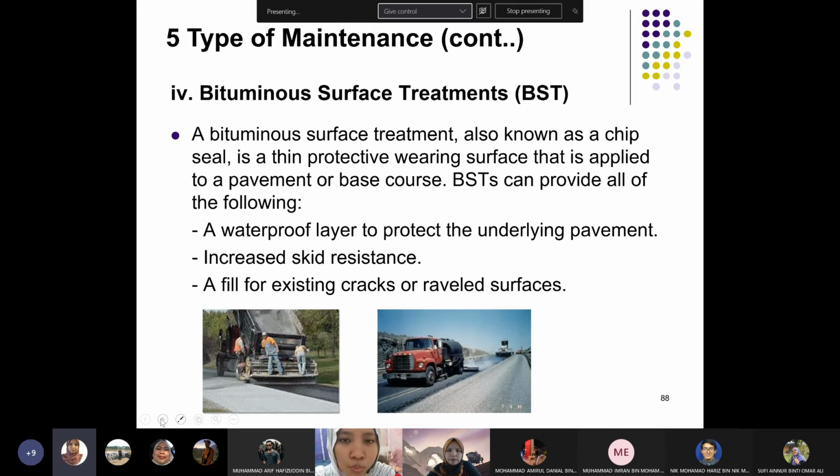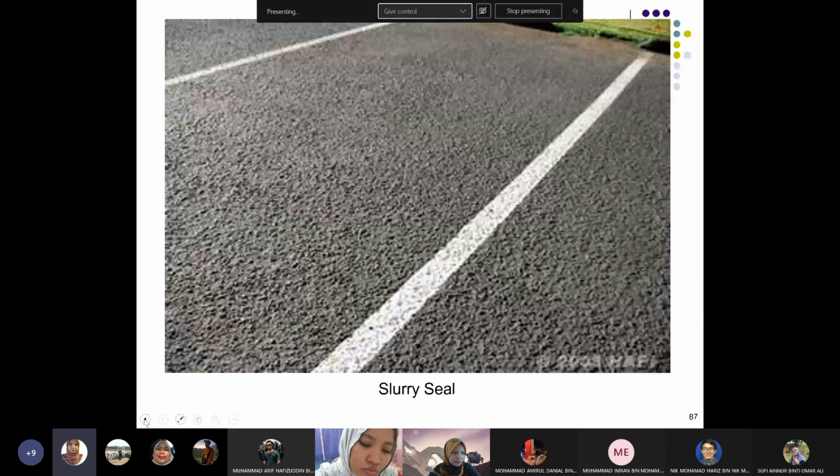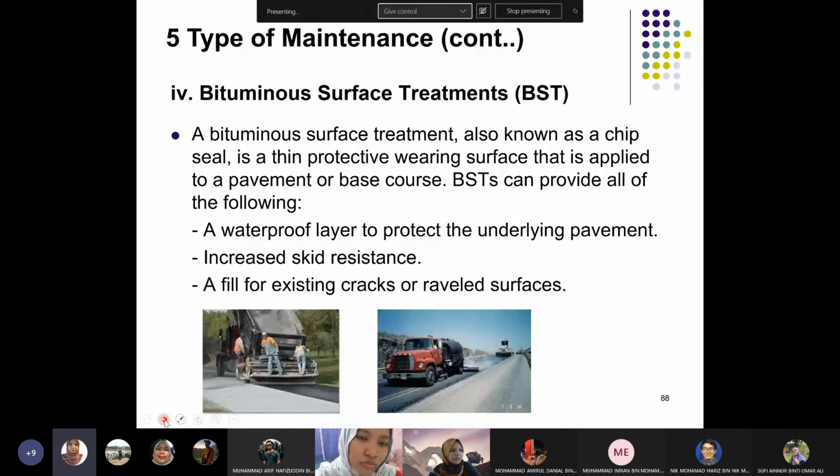It's a thin protective wearing surface that is applied to pavement or base course. It can provide all of the following. Number 1, it can be a waterproof layer to protect the underlying pavement. It would increase the skid resistance and seal existing cracks or ravelled surface, right? So yang ni memang compare to our fog seal, slurry seal, BST ni akan cost more, right? Dia akan jadi lebih mahal lah compare to the rest of it, right?